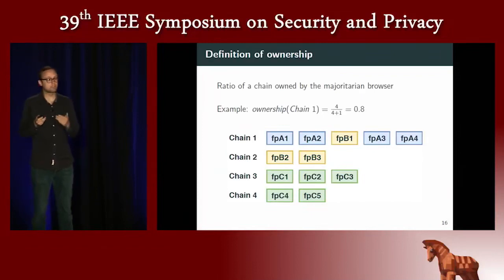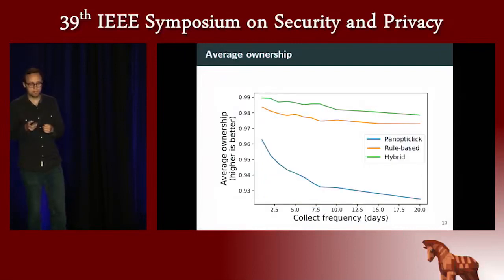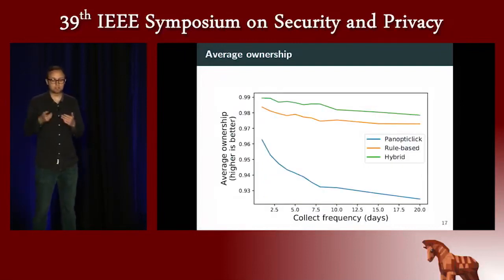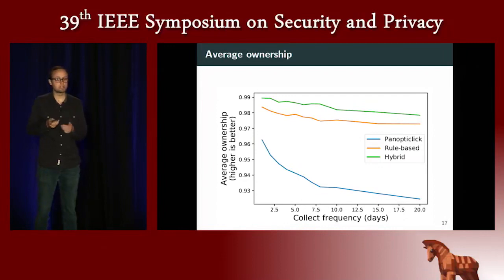So once again, if we look at chain 1, it contains fingerprints from browser A and one fingerprint from browser B. So we can consider that chain 1 is owned at 80% by browser A and polluted at 20% by browser B. This metric reflects how good the data collected is. If we look at the average ownership, the higher is better, the closer to 1. The hybrid version is around 99% of average ownership, and the performance also slightly decreases as the collect frequency increases. The rule-based version is really close to the hybrid version, with performance around 98%.